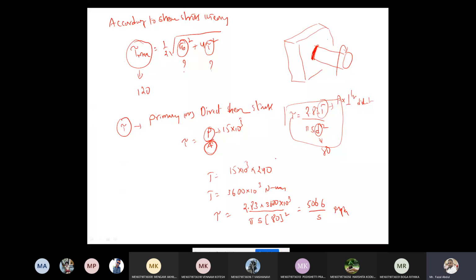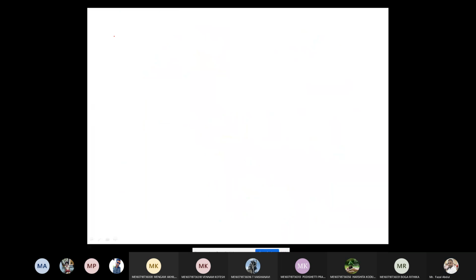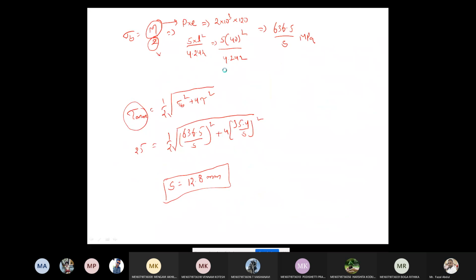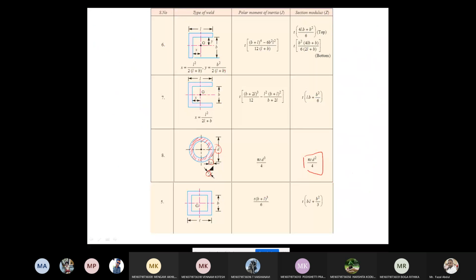Now the second one is the bending stress. To calculate bending stress, the basic equation is M by Z. Now what is the Z value here? The Z value we have to take from the table. So see this one. This is the Z value for the circular rod.